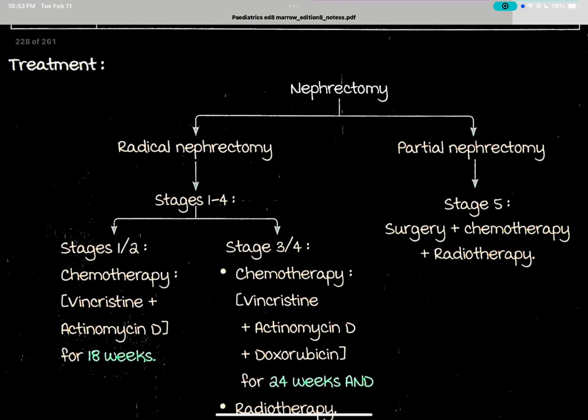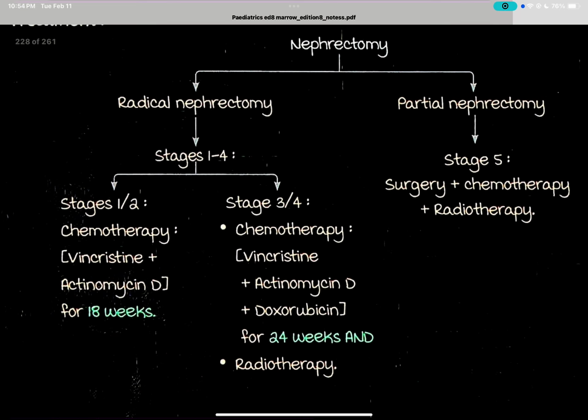Treatment: nephrectomy, radical nephrectomy and partial nephrectomy. Partial nephrectomy is reserved for stage 5, surgery plus chemo plus radio, because of bilateral kidney involvement. Radical nephrectomy for stage 1 to 4. In stage 1 and 2, chemotherapy: vincristine plus actinomycin D for 18 weeks.